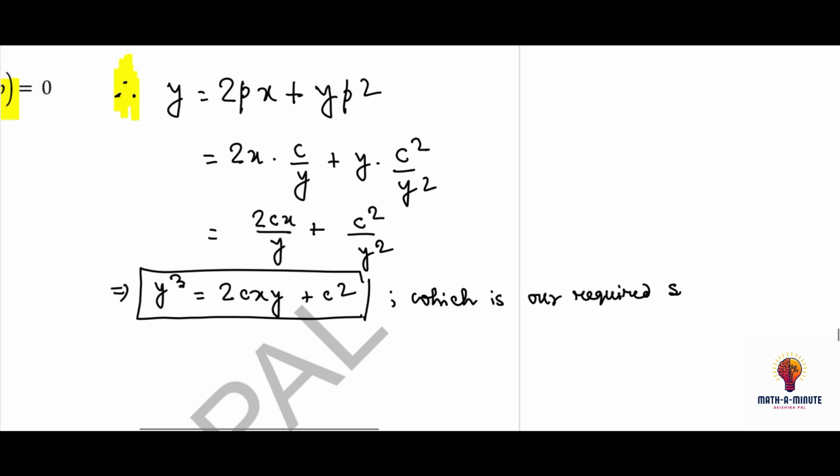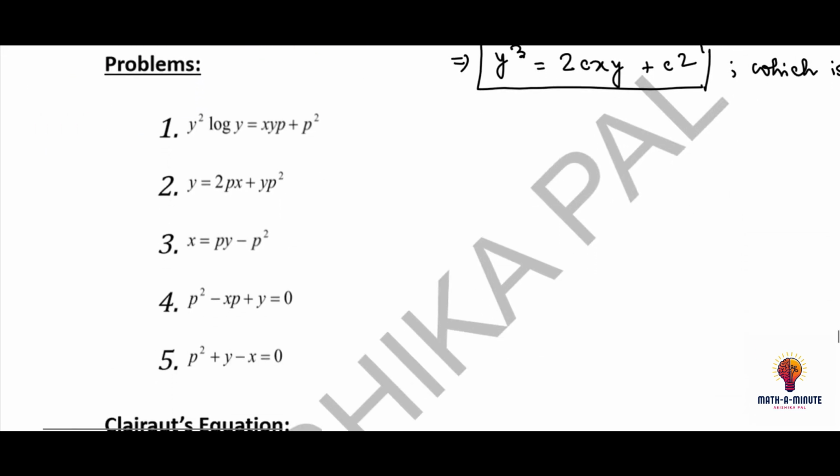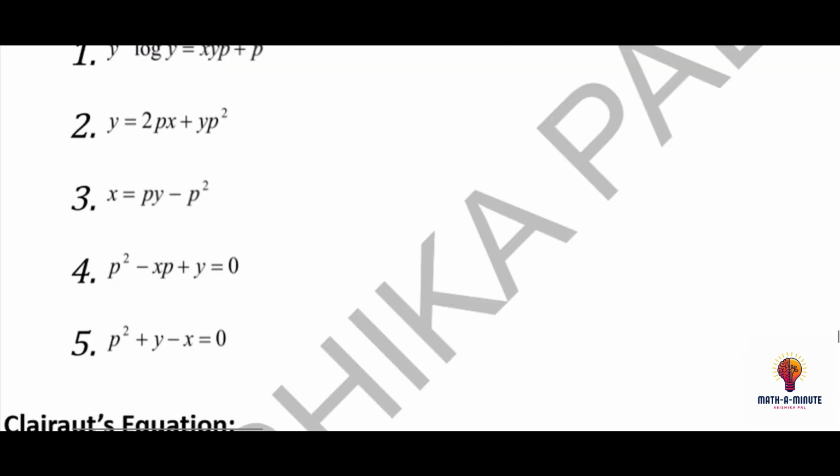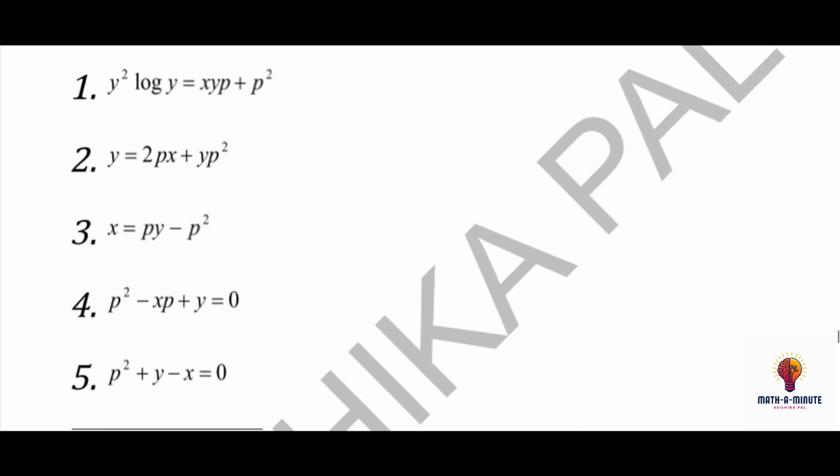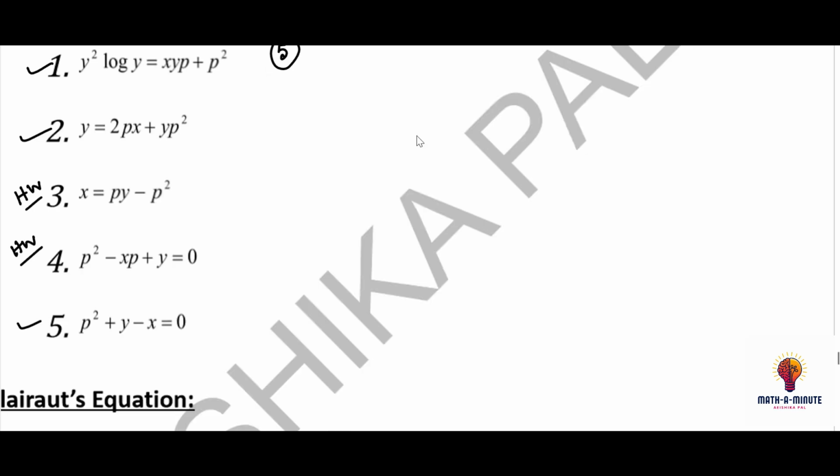So I hope the method is okay. You can use this method to find the solution of this type of problem. Okay. Now there are 5 problems. I think I already discussed this one, also this one, and another one. So let me discuss another problem here. Let me take the last one, this one. Okay. Problem number 5, p square plus y minus x equals 0.